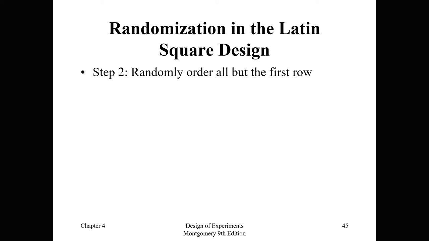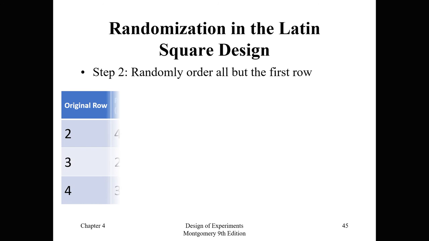So now, step 2, I'm going to randomly order all but the first row. So let's think about this. I need to figure out which row it's coming from and which row it's going to. So I'm going to have the original rows of 2, 3, and 4, and then I'm going to figure out where each original row is going. So row 2 is going to go to row 4, row 3 is going to go to row 2, and row 4 is going to go to row 3.